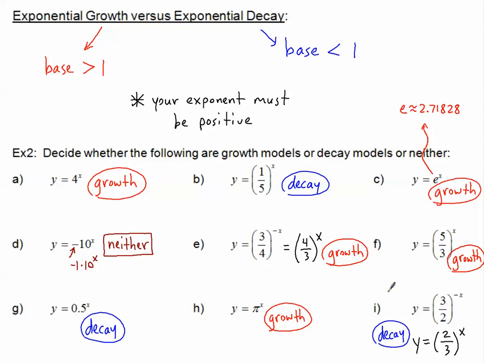So pretty simple topic. Make sure your exponent is positive and then determine if you have growth or decay. And watch out for the one that might be neither. That's when a is negative.